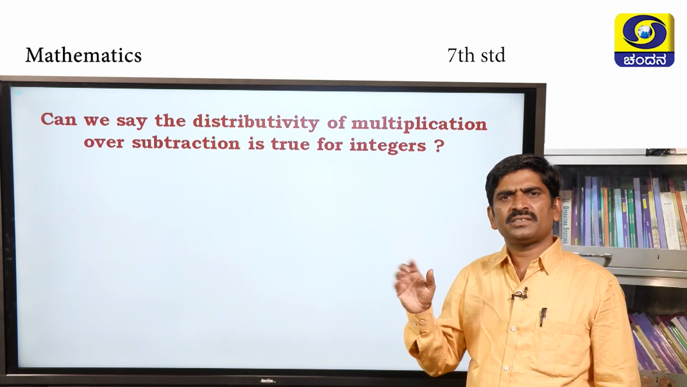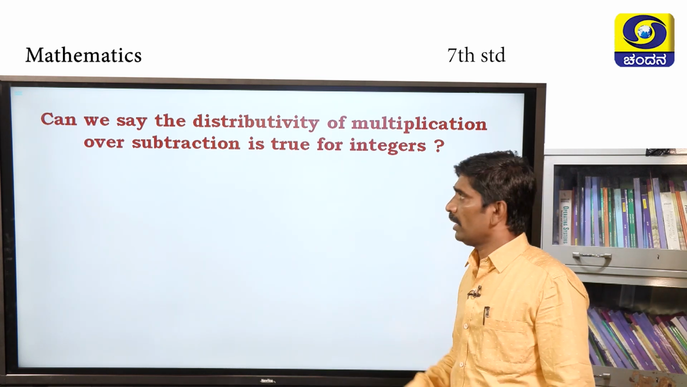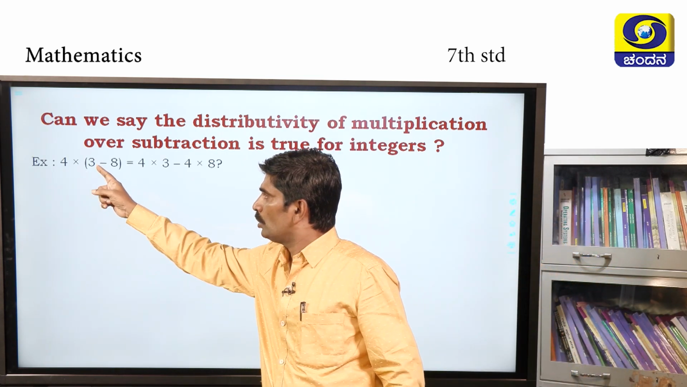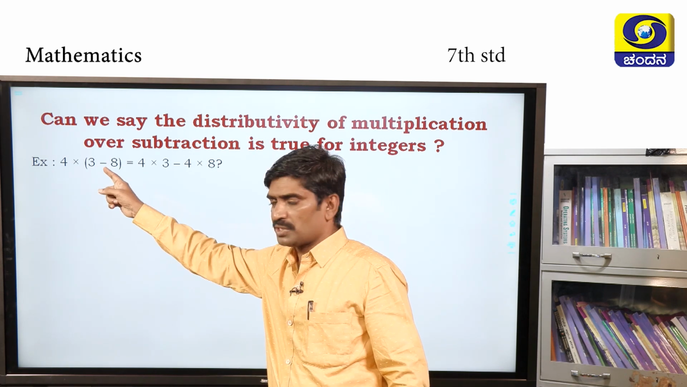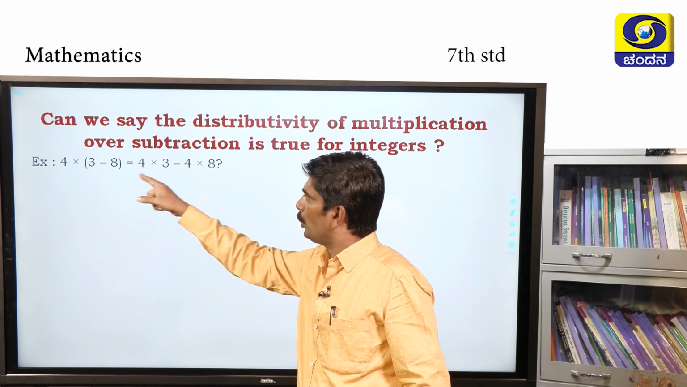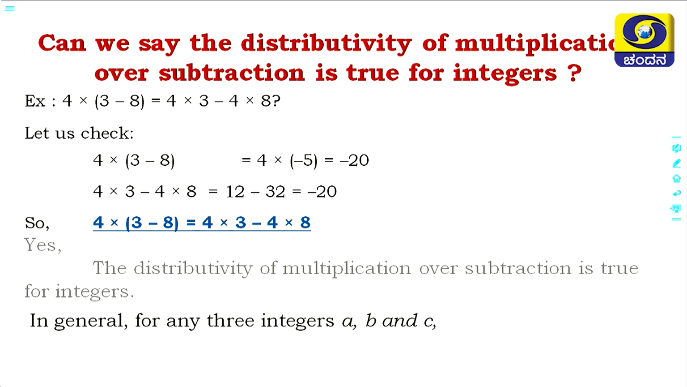Next, we can say distributivity of multiplication over subtraction is true for integers. We will check it. For subtraction, one example: 4 into (3 minus 8) is equal to 4 into 3 minus 4 into 8. The distributivity of multiplication over subtraction is true for integers. In general, for any three integers a, b and c, a into (b minus c) is equal to a into b minus a into c.